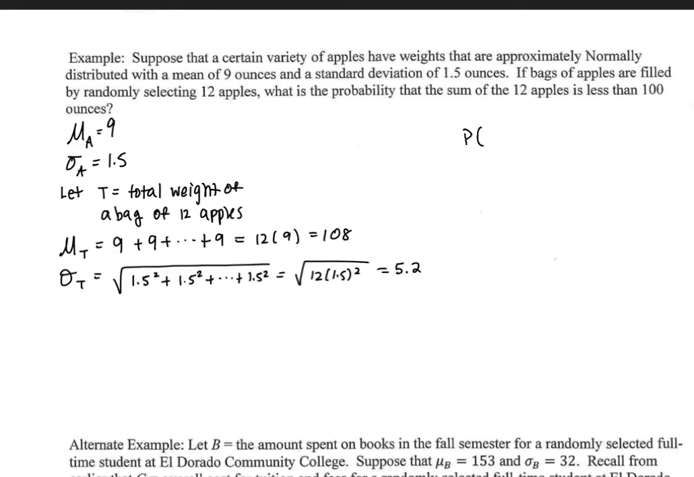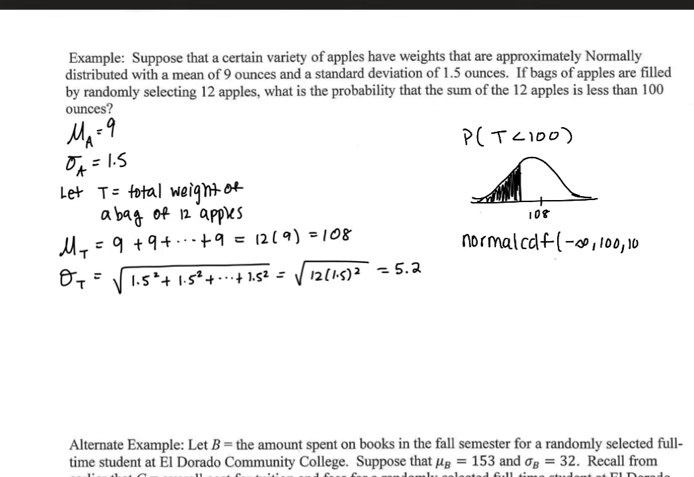We're trying to figure out the probability that a bag of apples is less than 100 ounces. So the total is less than 100 ounces. And so here's 108, somewhere in the middle of our curve. 100 would be over here, and it's less than 100. So we'll do normal CDF from negative infinity to 100 and use the mean 108 and standard deviation 5.2. When we type that into our calculator, we get 0.062.